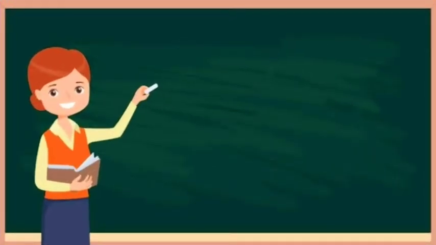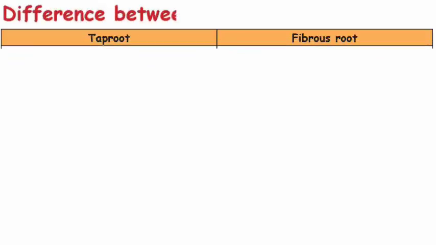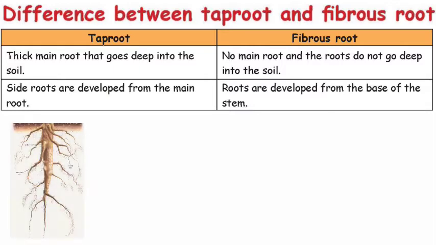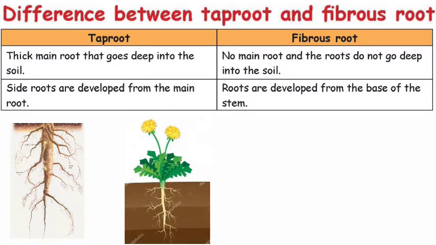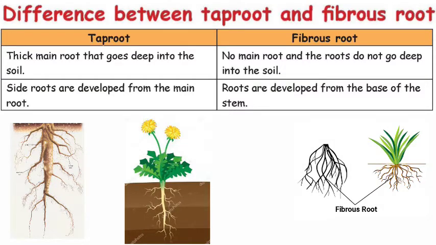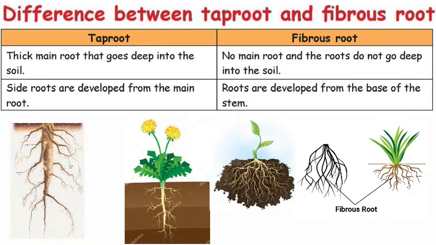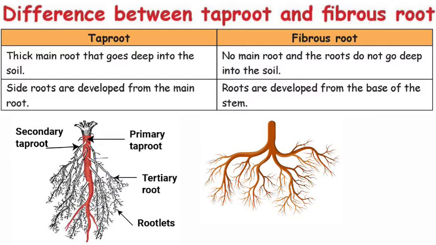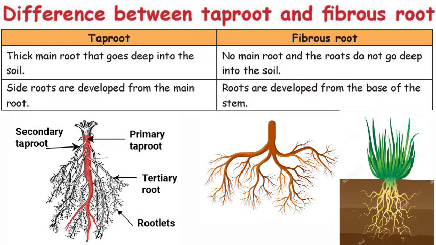Now let's learn about the difference between taproot and fibrous root. Taproot, thick main root that goes deep into the soil. Fibrous root, no main root and the roots do not go deep into the soil. In taproot, side roots are developed from the main root, whereas in fibrous root, roots are developed from the base of the stem.